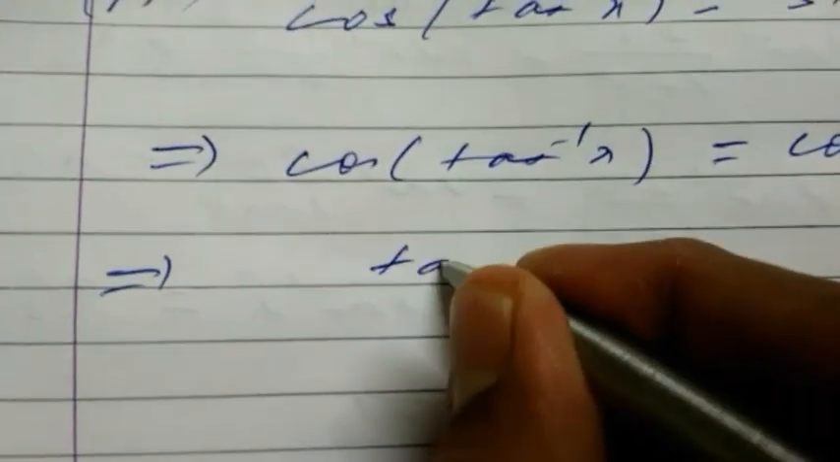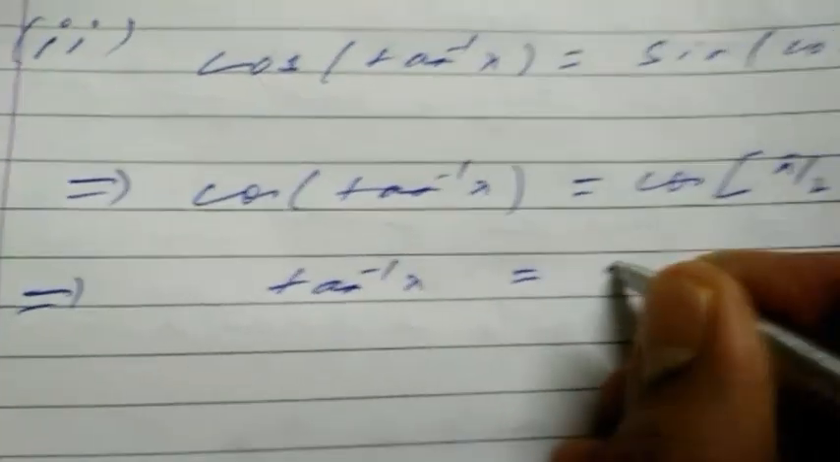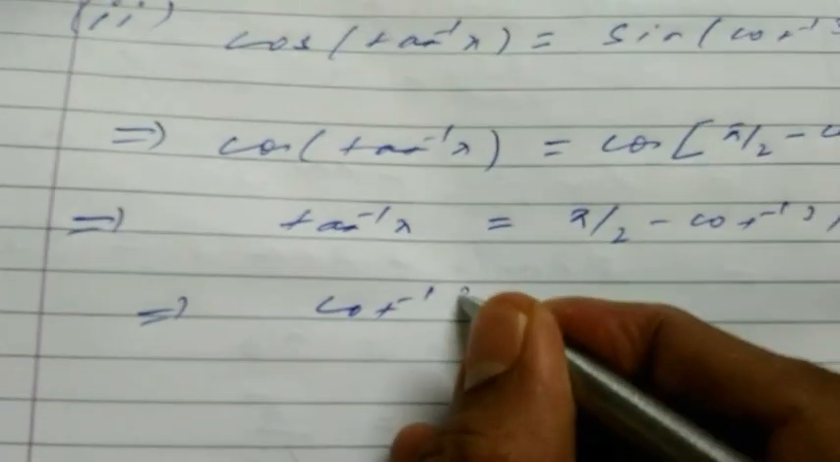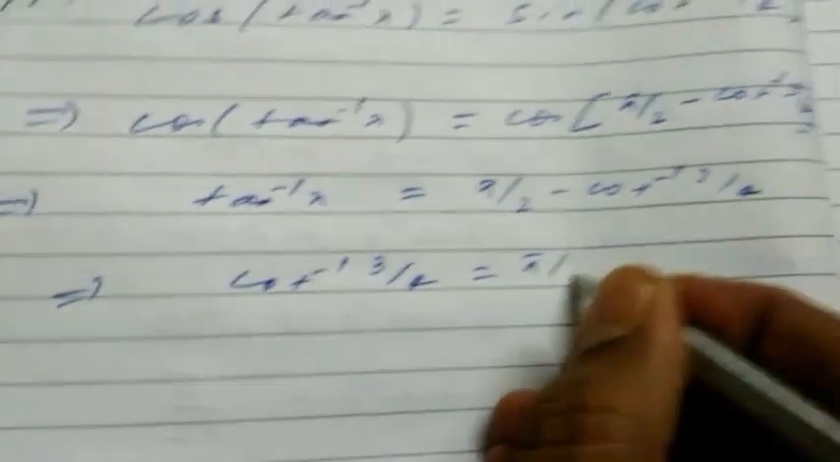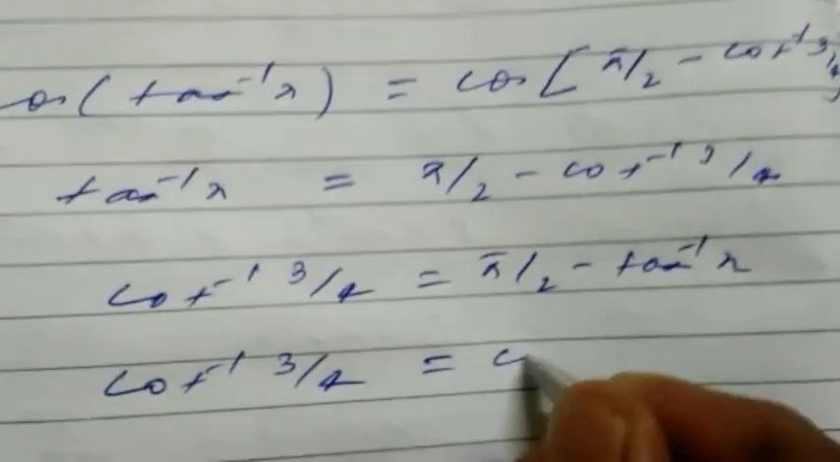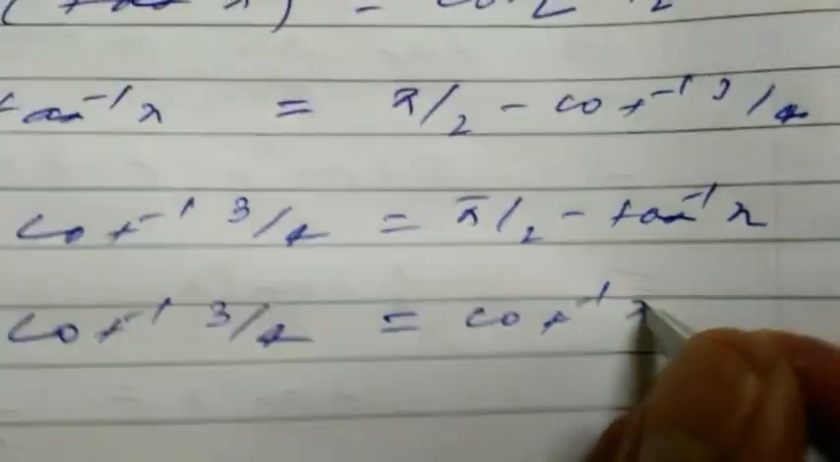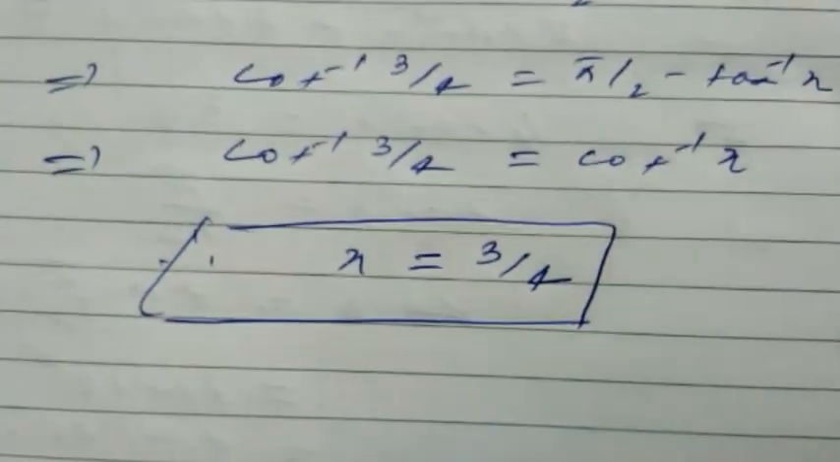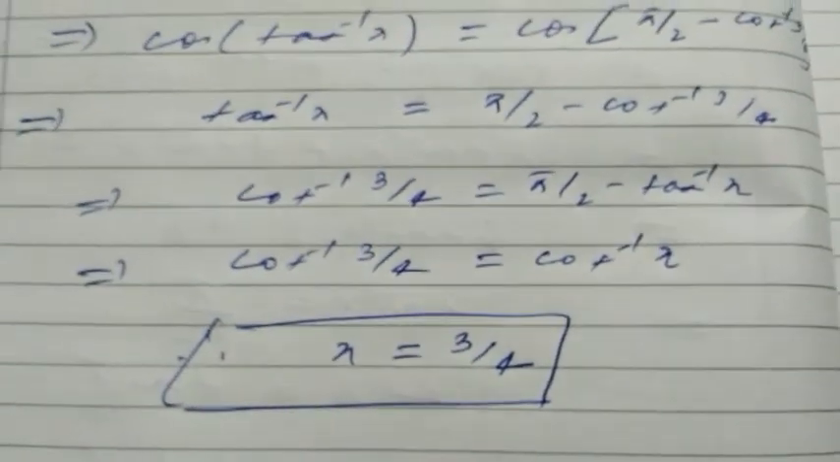By comparing both sides, tan inverse of x will be equal to pi by 2 minus cot inverse of 3 by 4, and that gives cot inverse of 3 by 4 is equal to pi by 2 minus tan inverse x. Pi by 2 minus tan inverse x is nothing but cot inverse x, and by doing so, x will be 3 by 4 in this case. This is the way we can solve the problem, and it is very easy.